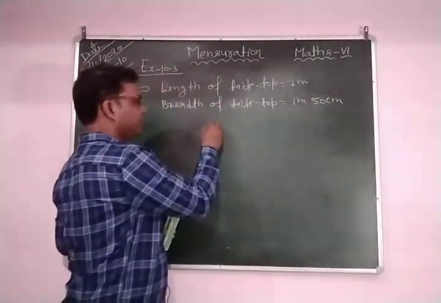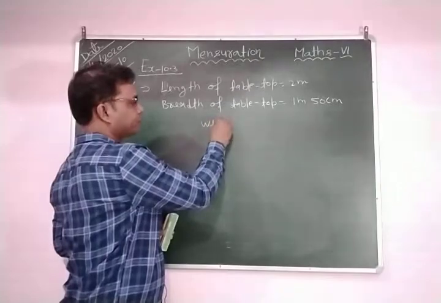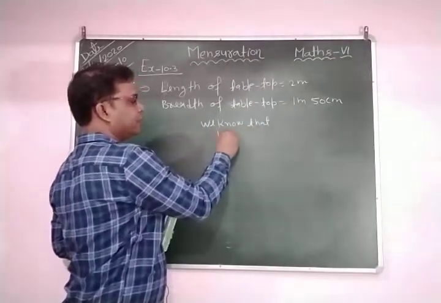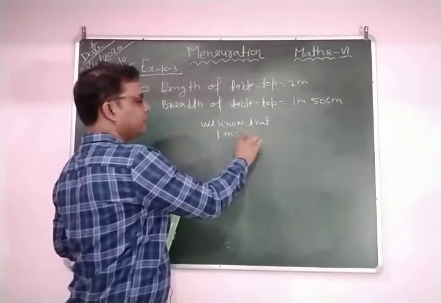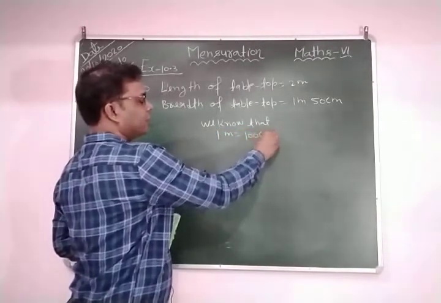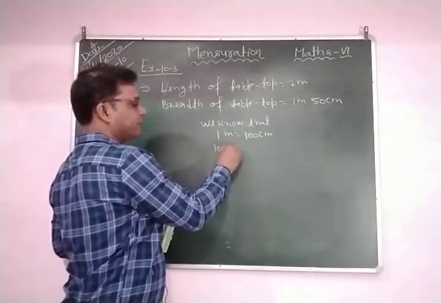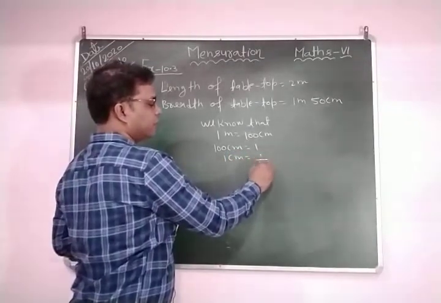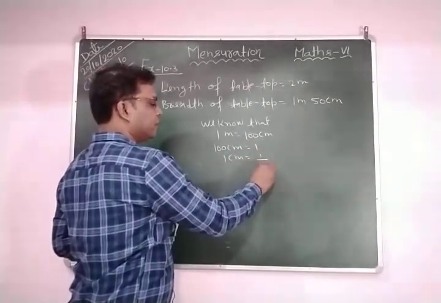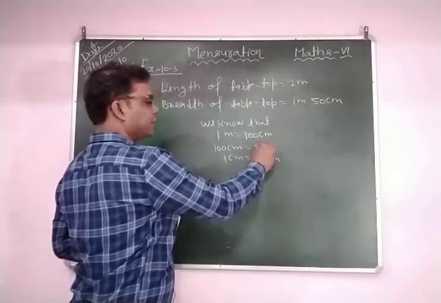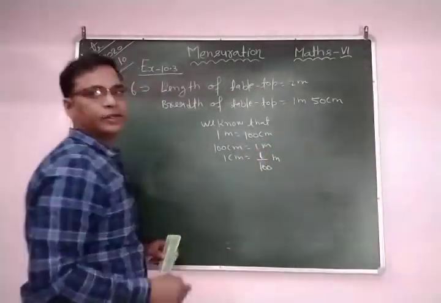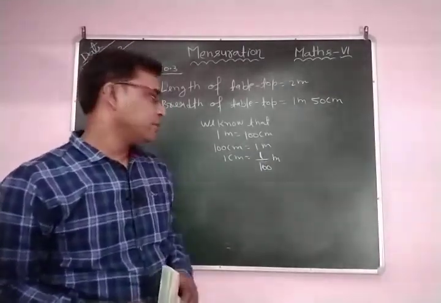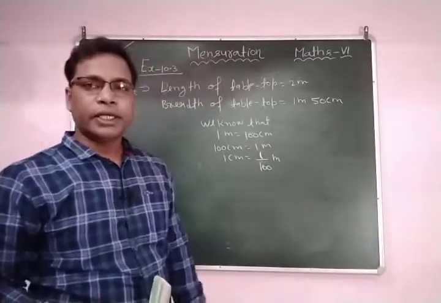For this we know that 1 meter is equal to 100 centimeter, or you can say 100 centimeter is equal to 1 meter. 1 centimeter is equal to 1 by 100 meter. Clear? 1 meter is equal to 100 centimeter, or 1 centimeter is equal to 1 by 100 meter.